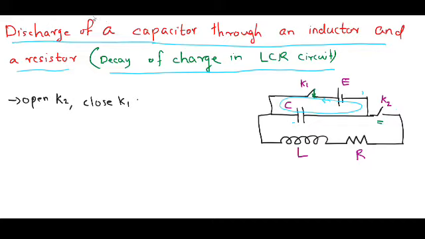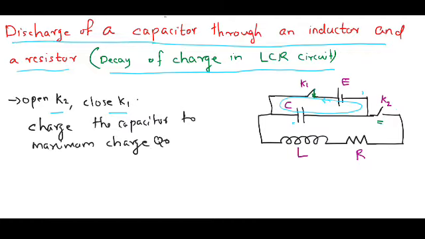Let me note down here, if the key K2 is open and K1 is closed, we charge the capacitor to the maximum charge Q0. Fine, now our capacitor is fully charged, that is, the charge on the capacitor is Q0. Now we have to discharge our capacitor.